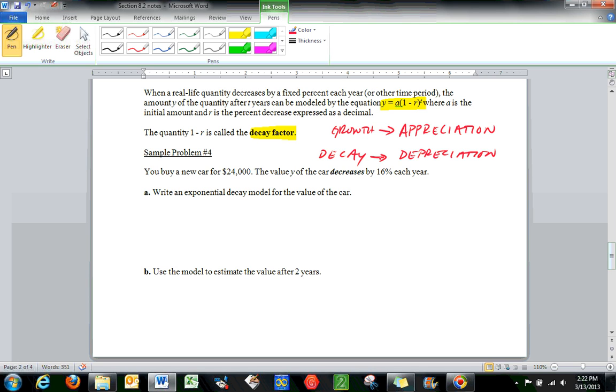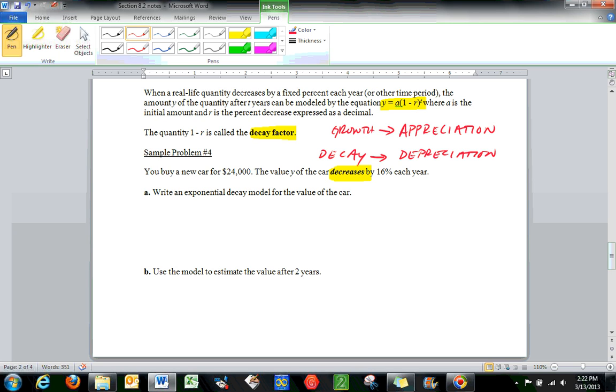So if we look at sample problem number 4, sample problem number 4 is actually a depreciation problem. So we're going to depreciate the value of a car. And in this case, we just simply use the term decreases, but sometimes people will use the word depreciation in place of decreases. So here we go. You buy a new car for $24,000. The value of the car decreases by 16% each year. So we have a depreciated value every year of 16%.